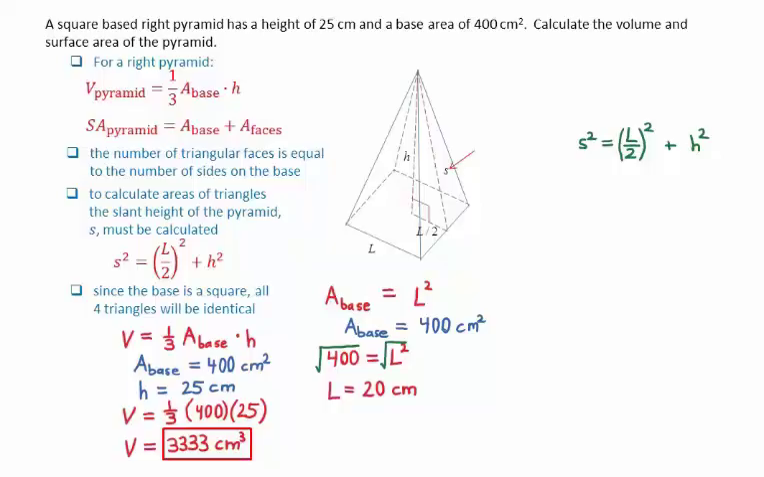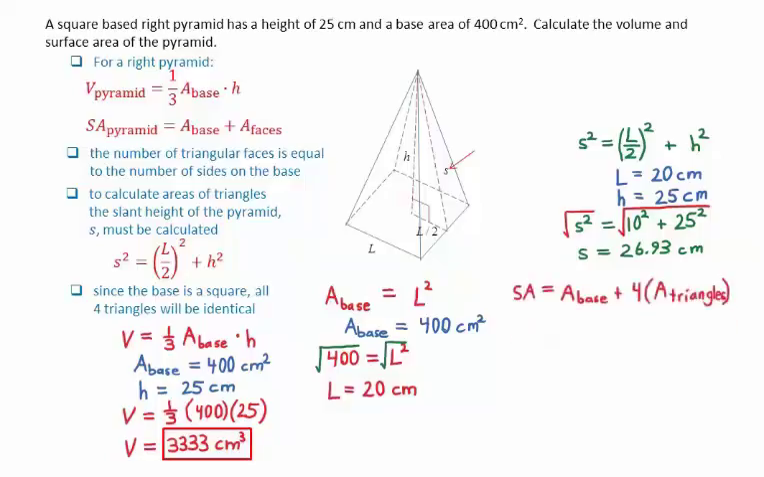S squared equals L/2 squared plus H squared. We know that L is 20 centimeters. H is 25 centimeters. This means that S squared equals 20/2, or 10 squared, plus 25 squared. Taking the square root of both sides gives us a slant height of 26.93 centimeters.